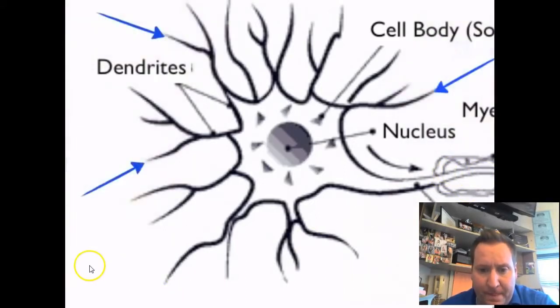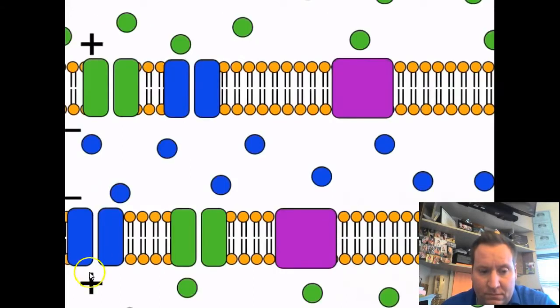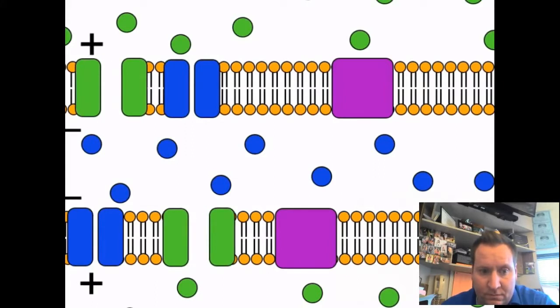depolarization. Small amounts of depolarization spread to the axon hillock. If this small amount of depolarization reaches a threshold, it causes voltage-dependent sodium channels in the axon membrane to open. Sodium ions diffuse along their concentration gradient.